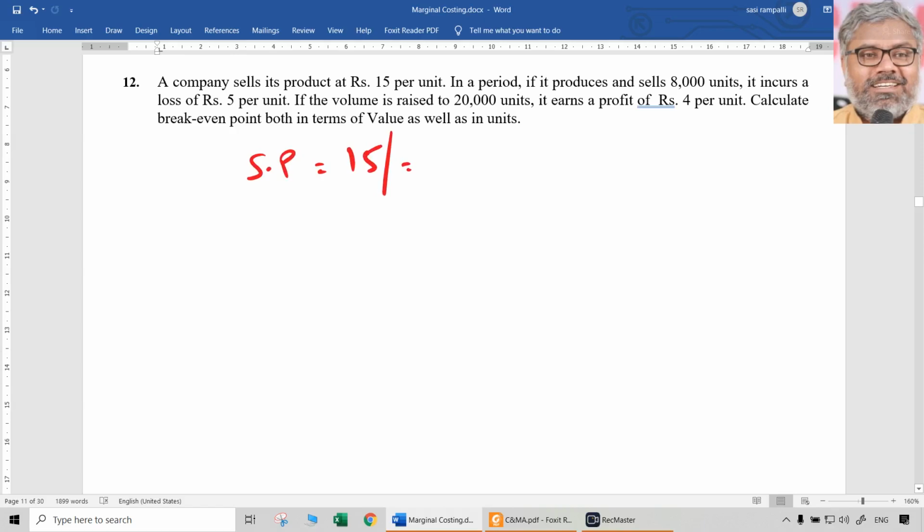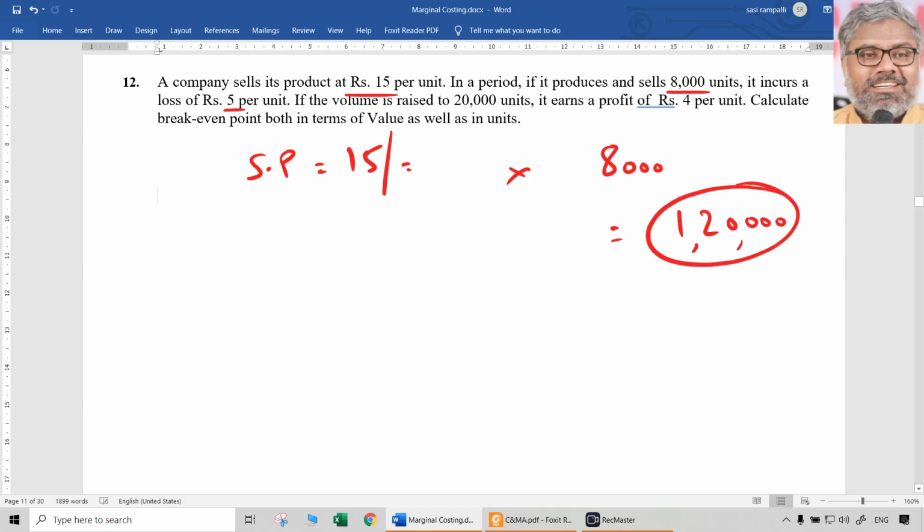In a period, if it produces and sells 8,000 units, it incurs a loss of 5 rupees per unit. So if it is producing and selling 8,000 units, first of all, how much is the sales in that period? 8,000 into 15. That means 1,20,000 rupees is the sales in that period. That is sales. Then what is the loss?